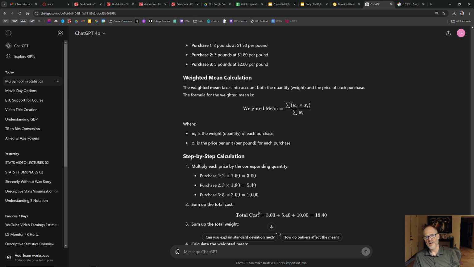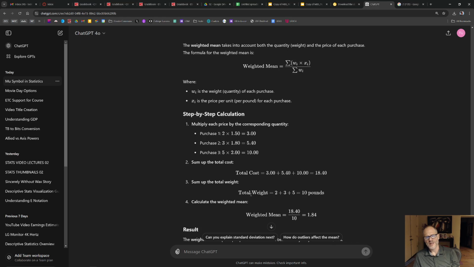So here the total cost would be $3, $5.40, and $10. It's $18.40 is the total cost. And then we sum up the total weight, it's 10 pounds. So if we paid $18.40 for 10 pounds, we paid $1.84 per pound, right? This time we paid $1.50 for 2 pounds. We paid $1.80 for 3 pounds. We paid $2 for 5 pounds.